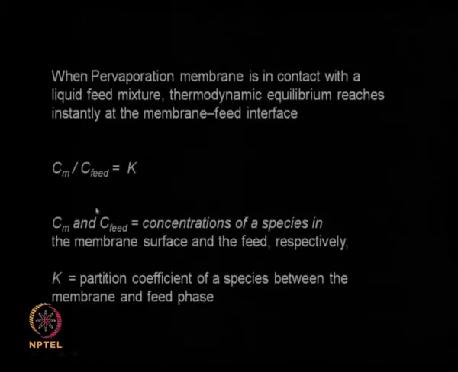Okay. So when we have pervaporation, there is a thermodynamic equilibrium between the membrane and the feed, so we can put in a partition coefficient like your solvent extraction. So you will have a partition coefficient K, which is given by Cm by C feed. Cm is the concentration of the species or solute in the membrane surface, C feed is the concentration in the feed, and K is of course the partition coefficient between the membrane and the feed phases, correct.